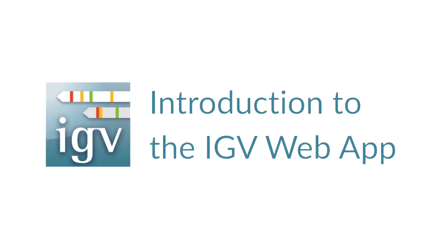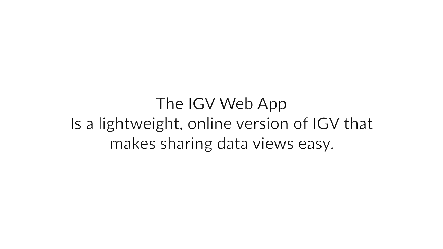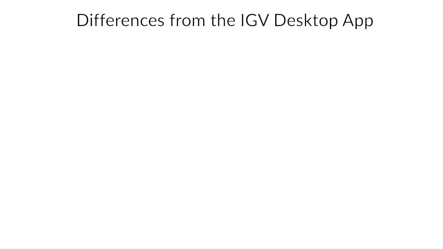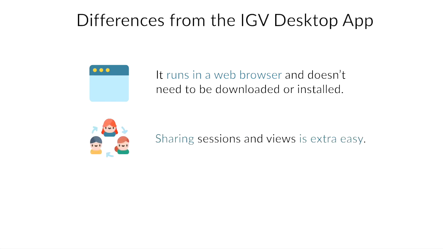In this video, I'll introduce the IGV Web App. The IGV Web App is a lightweight, online version of IGV that makes sharing data views easy. The IGV Web App is different from the IGV desktop application in the following ways. It runs in a web browser and doesn't need to be downloaded or installed. Sharing sessions and views is extra easy.